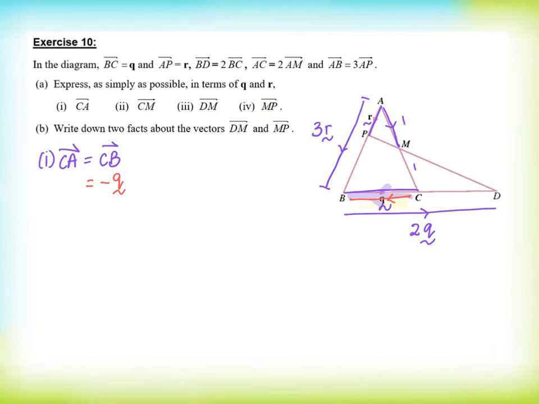And now from B, I'm going to continue my journey to A. So B can go to A. B to A is going in the opposite direction, going upwards now. So in that case, B to A will be the opposite of AB, which means it's going to be negative of 3R.